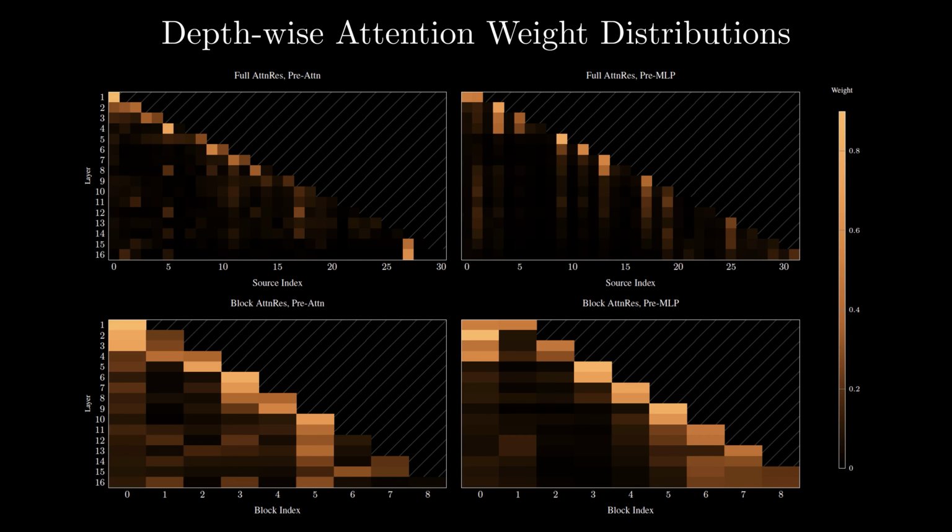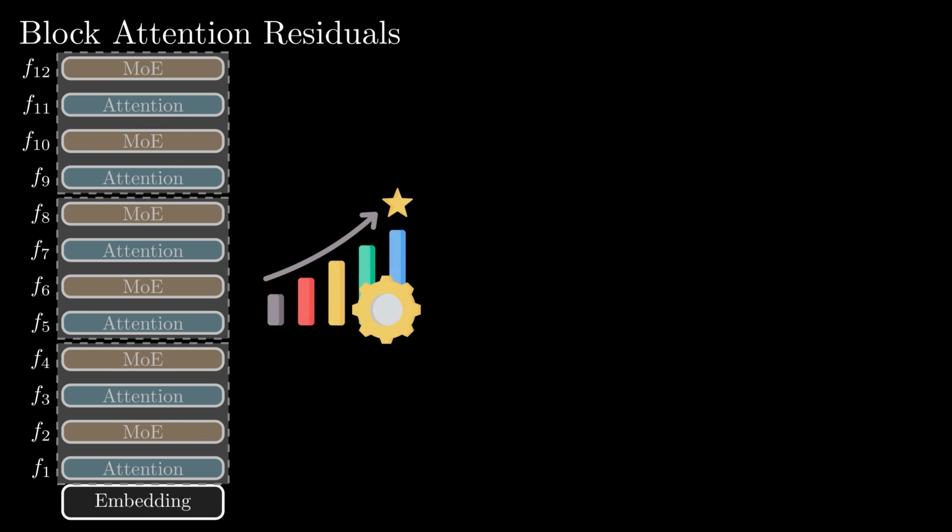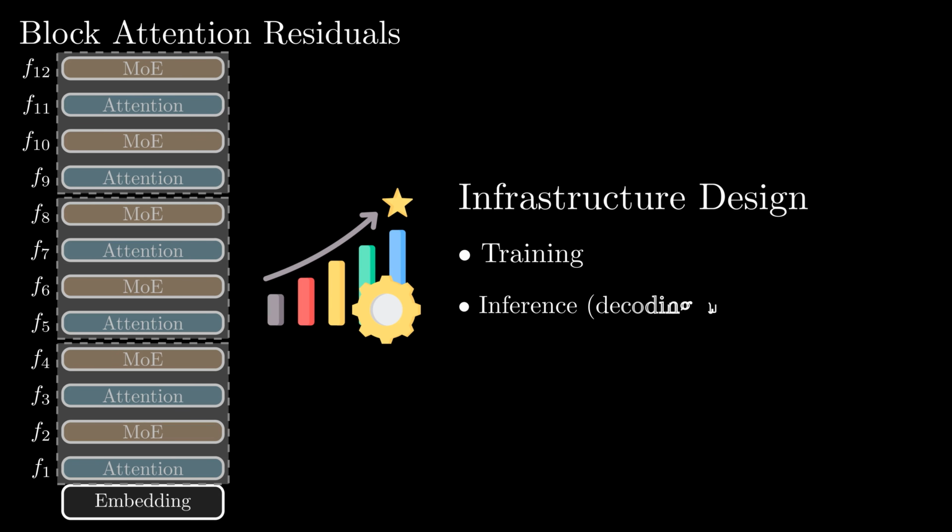But we still see selective off-diagonal patterns, suggesting that the model leverages skip connections. The attention weight distribution in block attention residuals follows a similar structure. This is great, but to scale up the model training, we need an infrastructure design for efficient training and inference.